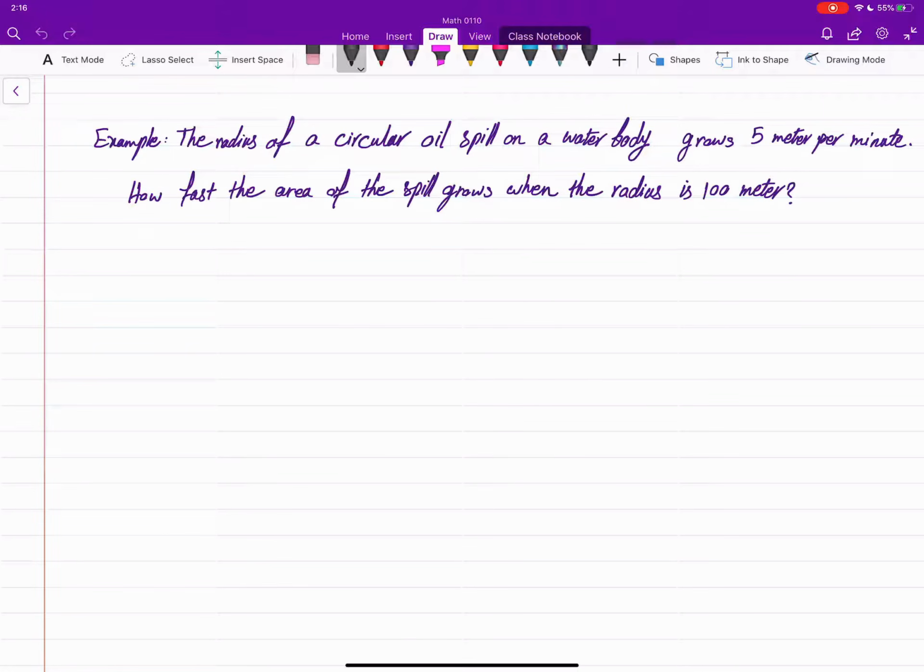Hi. In this video, we will solve an example for related rate problems. It's a word problem, and we will go step by step and complete the solution. The example says the radius of a circular oil spill on a water body grows at a rate of 5 meters per minute. How fast does the area of the spill grow when the radius is 100 meters?